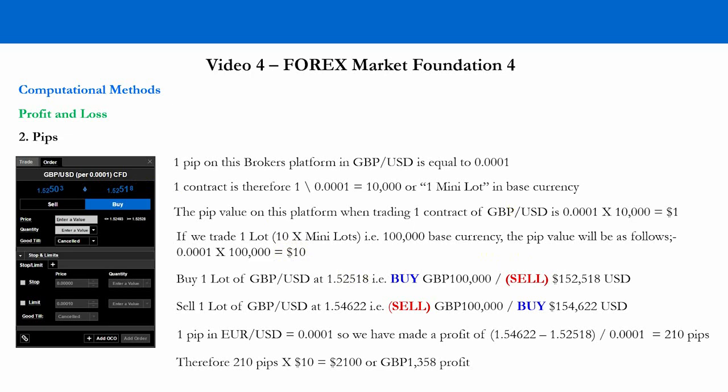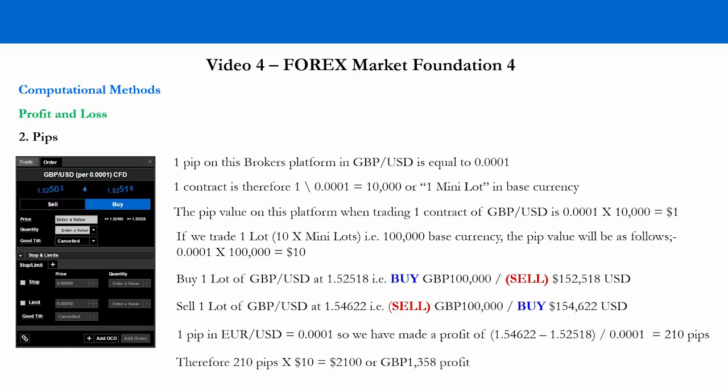Now, what happens if we do a trade where we buy 1 lot at 1.52518? So we're buying £100,000 and selling 152,518 US dollars. And then we trade out of this position. So we sell 1 lot of cable, sterling US dollar, at 1.54622. So we sell £100,000 and buy at the new rate 154,622 US dollars.